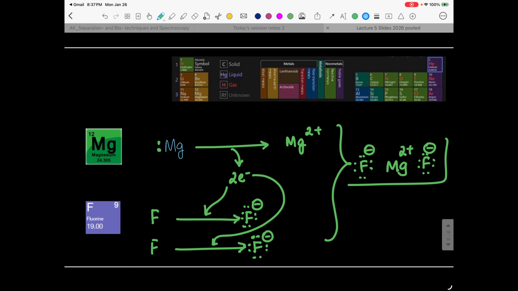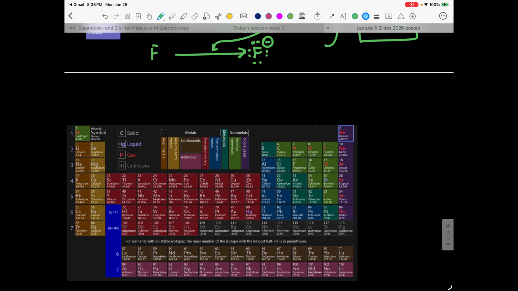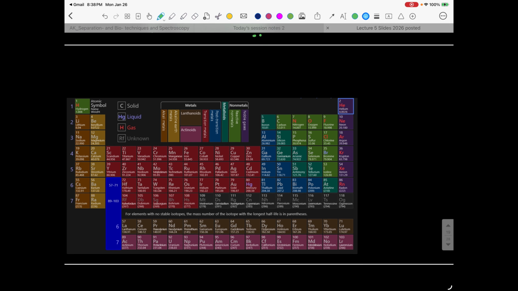So at the end of the day, we have to balance the charges. That's it. So if the metal has 2 plus, and the non-metal has 1 negative, we will end up writing this as MgF2 as the molecular formula. So basically, when you look at the periodic table, you can easily come up with the molecular formula based on the charges, and those charges are based on the valence electrons.